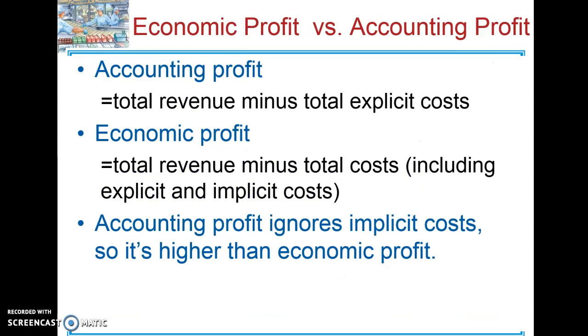What's the difference between economic profit and accounting profit? Accounting profit looks at total revenue minus total explicit costs. Economic profit looks at total revenue minus your total costs, so it includes both explicit and implicit costs. Accounting profit ignores implicit costs, so it will be higher than economic profit.